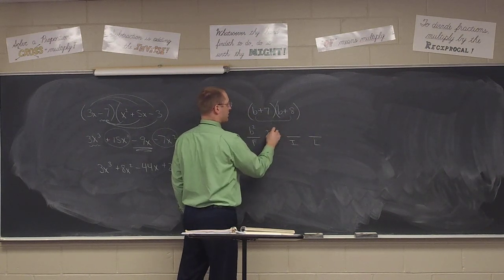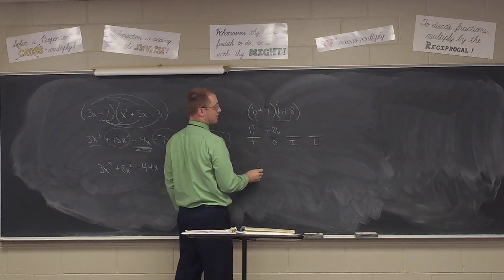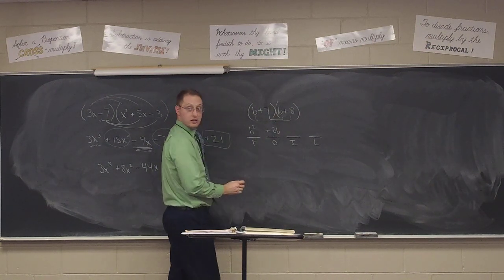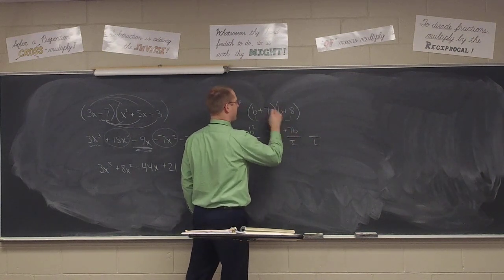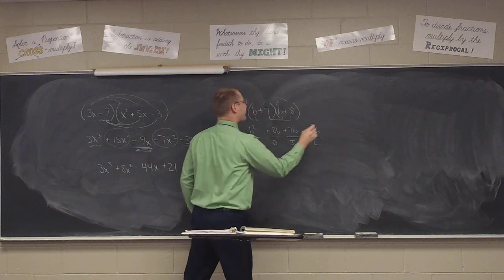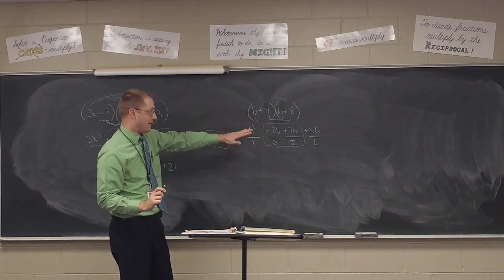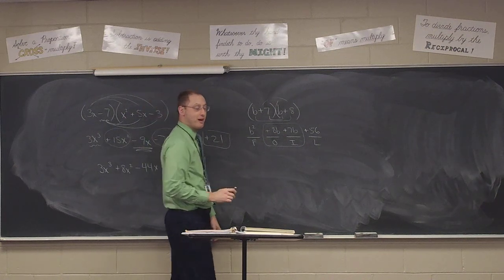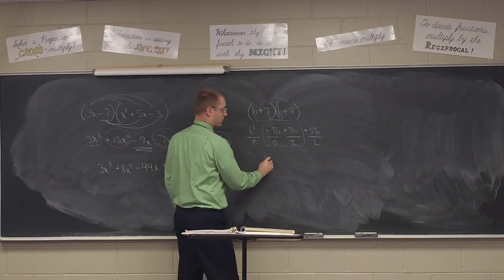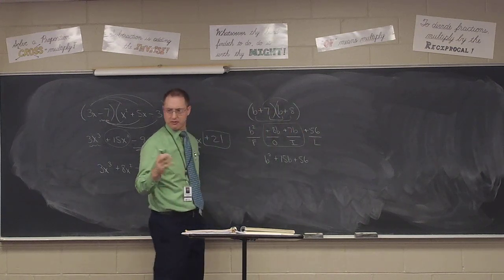8b. The inner, Joshua. 7b. And the last, Lana. Positive 56. And then remember we said with binomials, oftentimes the outer inner will combine together. And so what could we write for our final answer, anyone? B squared. Positive 15b. Positive 56. There we go. Remember foiling yesterday?